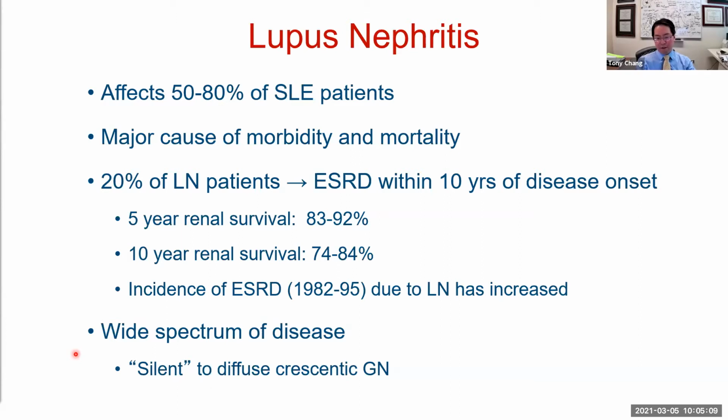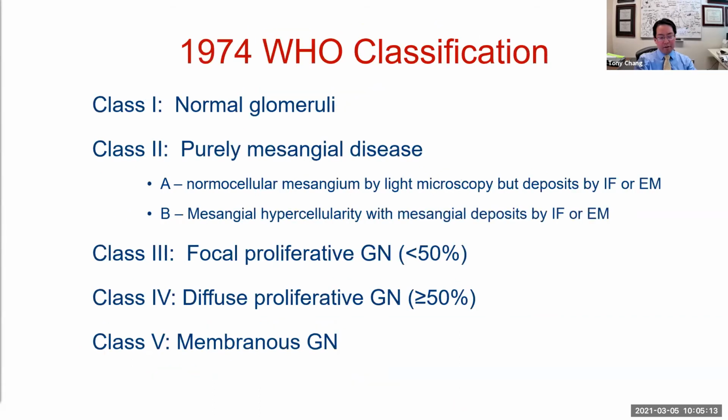45 minutes or so. So the lupus nephritis classification really kind of started several decades ago. This is almost like 50 years ago now. And you can see that the framework of the lupus classification has essentially remained the same regarding class 1, class 2, 3, 4, and 5.